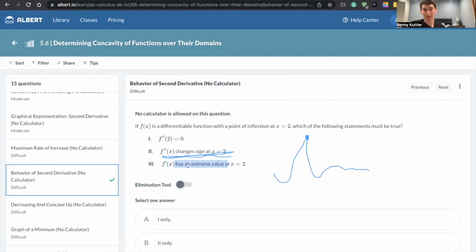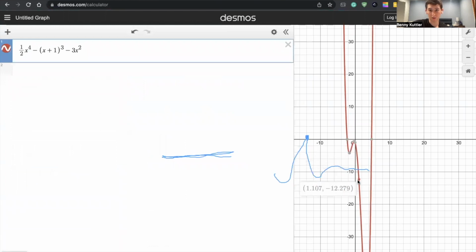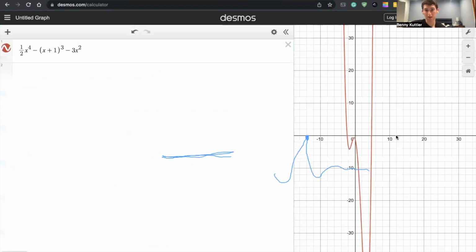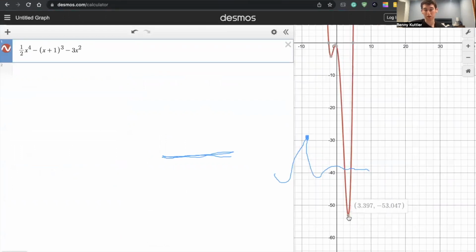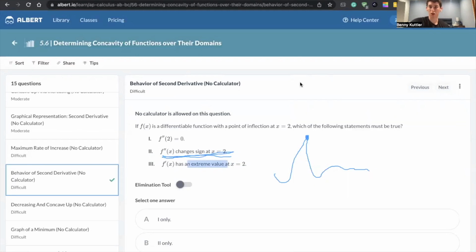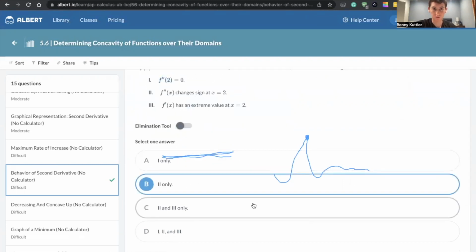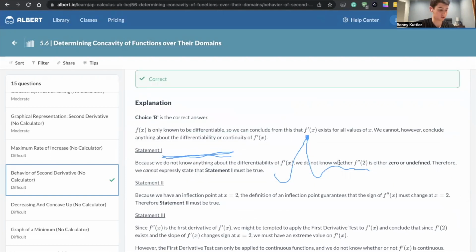We don't necessarily know that it has an extreme value there, because if we look at our example from before, there was a point of inflection around here at x equals 1, but the extreme value wasn't until down here. When the first derivative equals 0, that's a critical point. But a point of inflection is when the second derivative changes sign. So we can cross out 1 and 3 because 1 doesn't have to be true. It could be true, it doesn't have to be true. So based on this, we can determine that it's 2 only.